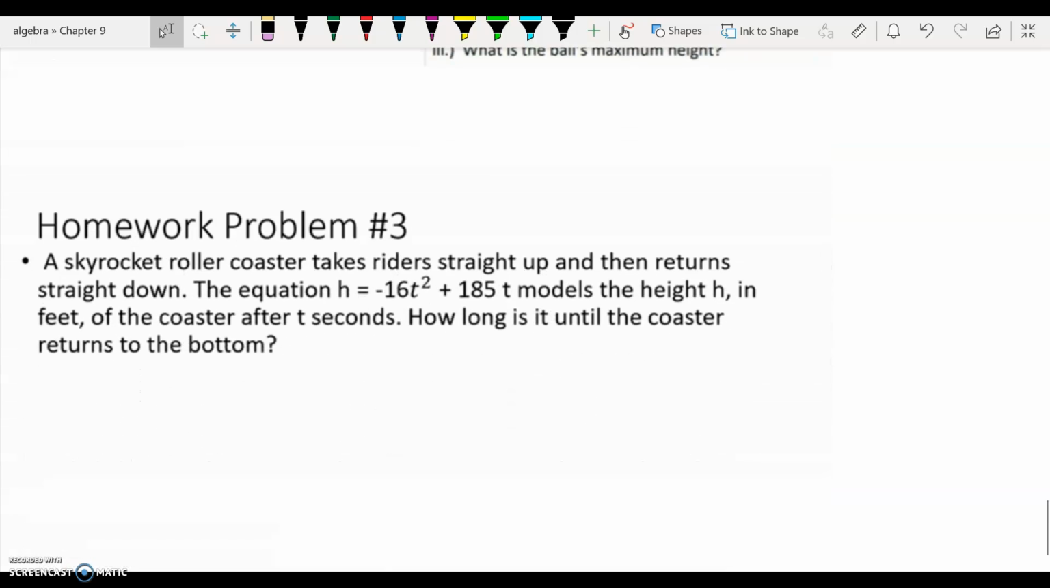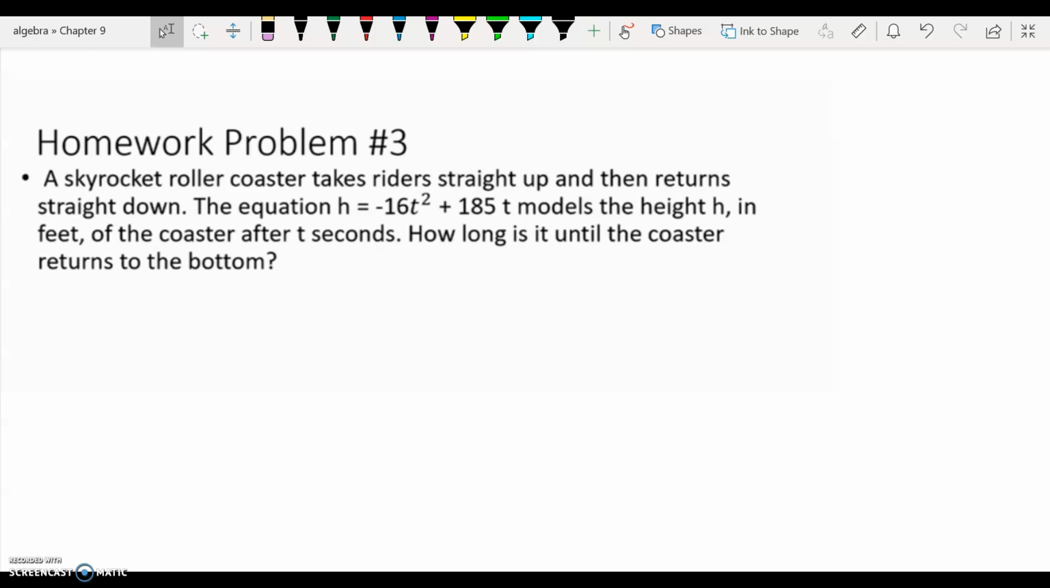In problem number 3, it says a skyrocket roller coaster takes riders straight up and then turns straight down. The equation h equals negative 16t squared plus 185t models the height h in feet of the coaster after t seconds. How long is it until the coaster returns to the bottom? So think about what it's asking, look for those key words, and try and solve this problem.